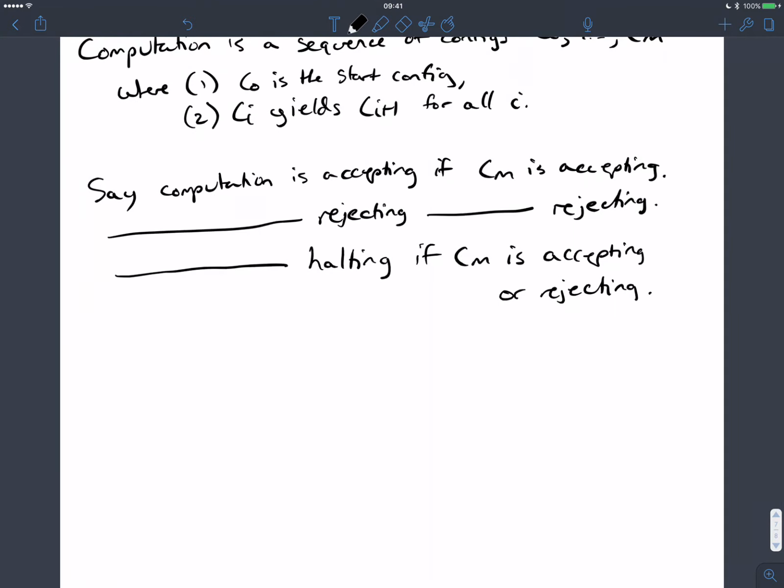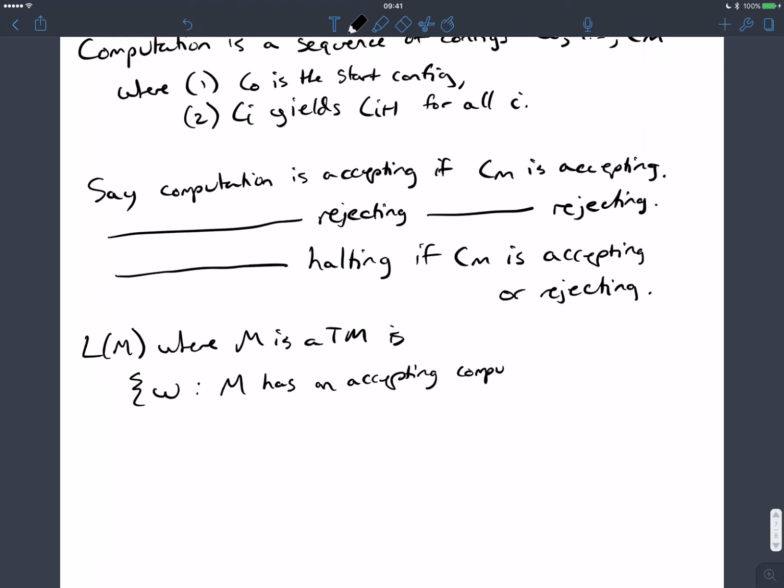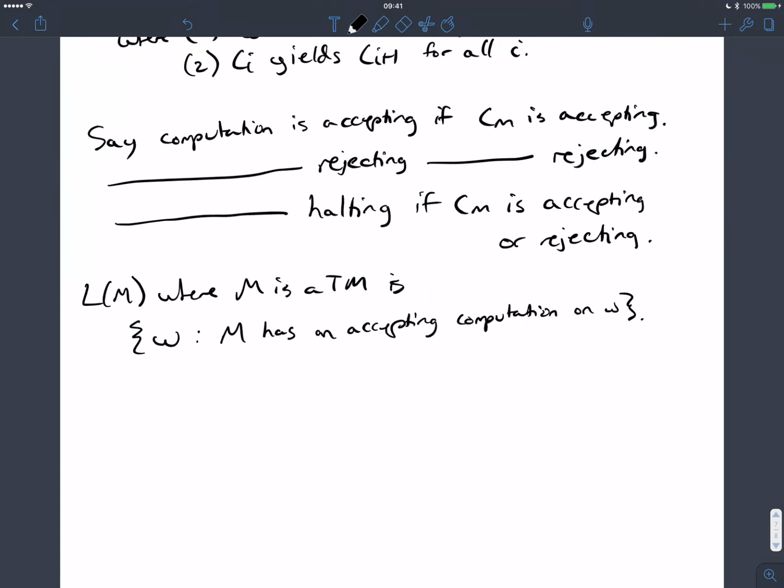And one more definition, I'm sorry, actually two more. L of M, where M is a TM, is the set of all strings W such that M has an accepting computation on W. So this is almost exactly the same thing as for DFAs or even PDAs or NFAs. As long as it has some accepting computation, we put it in the language of the machine.